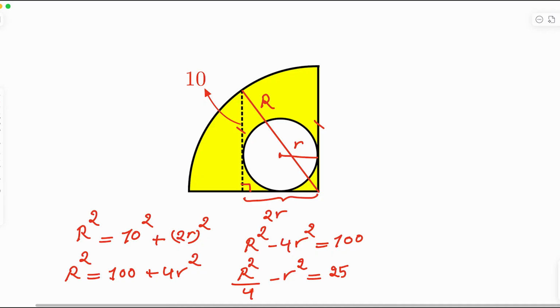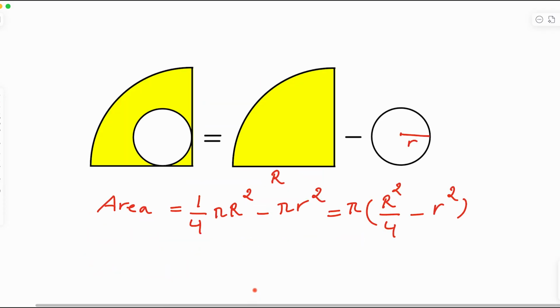If we take this, which we calculated here, to this slide, we can see that we get the same expression. So the area will be pi times the expression inside the parentheses, which we calculated is 25. So the area will be 25 pi.